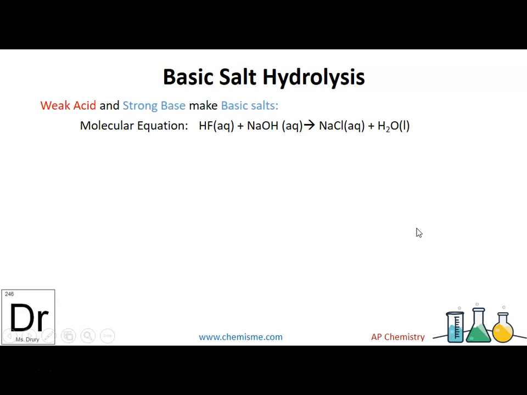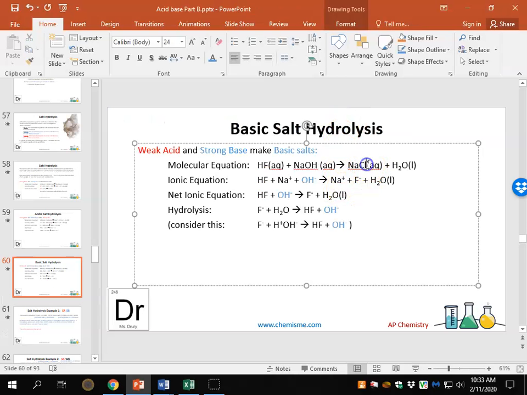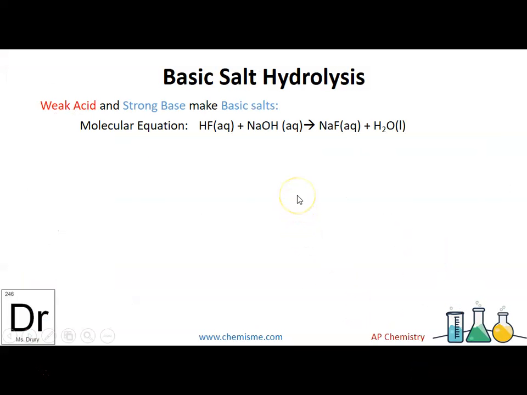So if you have a weak acid and a strong base, you're going to make basic salts. The reason is, here's an example, HF is a weak acid, NaOH is a strong base, and when they double replace, you get sodium with, that should be chloride. So let me just fix it to fluoride, there we go. So sodium fluoride and water.